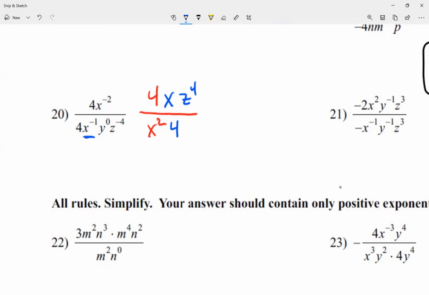Again, I'm just taking care of the negative exponents. When it's negative on the top, bring it to the bottom as a positive. When it's negative at the bottom, bring it to the top as positive. And then I'm going to simplify things a little.